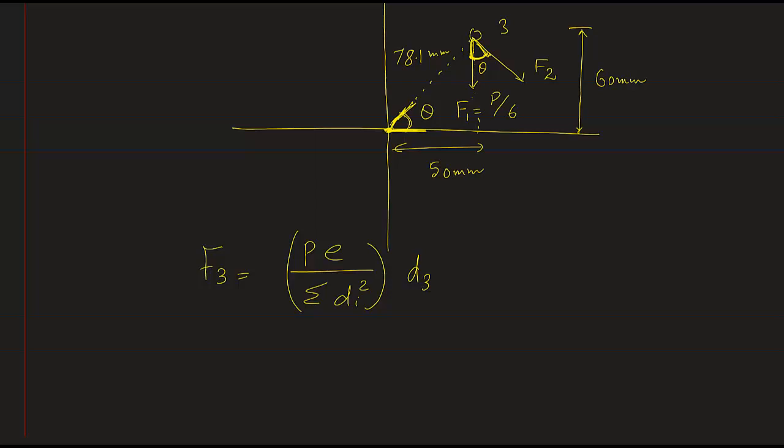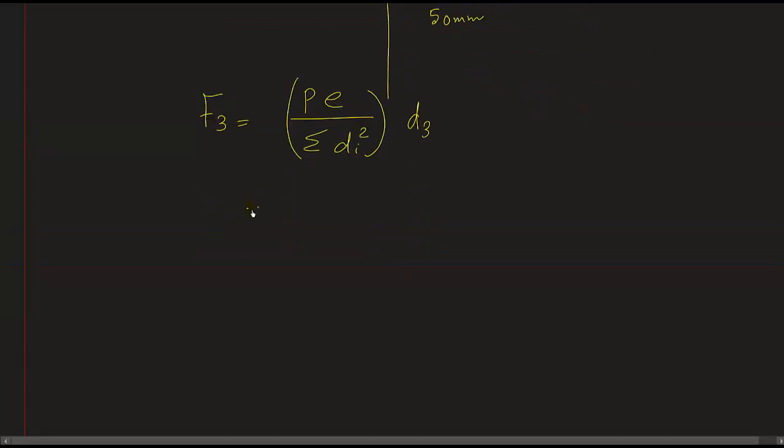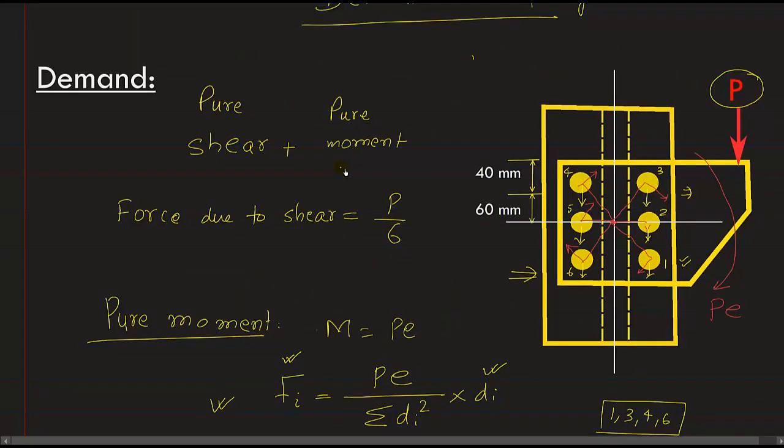So now we can calculate this value. E is given, eccentricity is 180 mm. And this is the summation of di square. So I can say 4 times, since you see this distance is equal. The centroid from bolt number 1, bolt number 6, bolt number 4 and bolt number 3 is at equal distance, that is 4 times this distance, and bolts 2 and 5 are also equal. That distance is 50 mm. So 2 times 50 square.